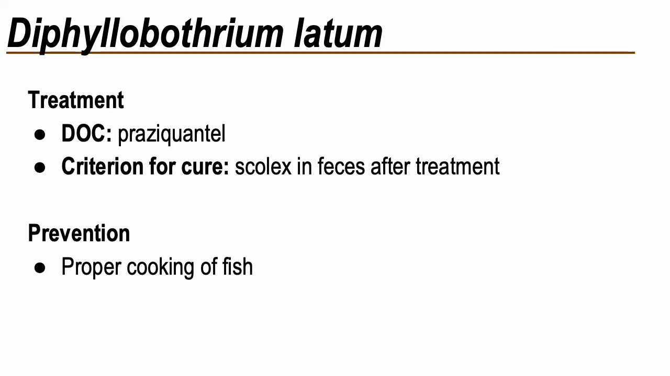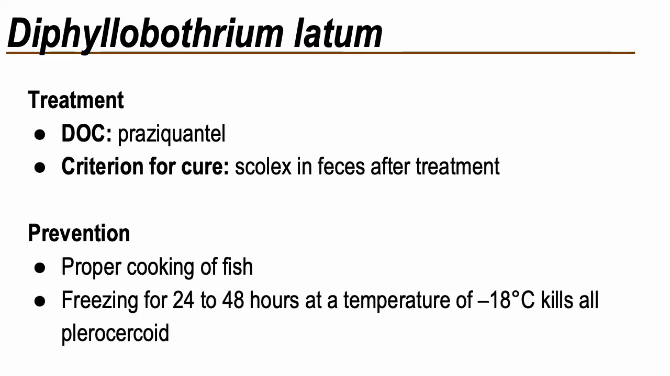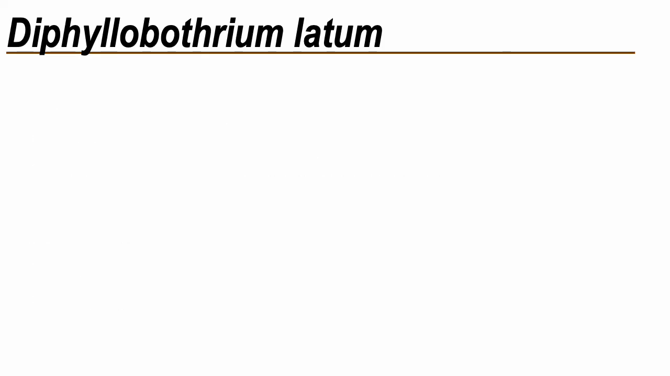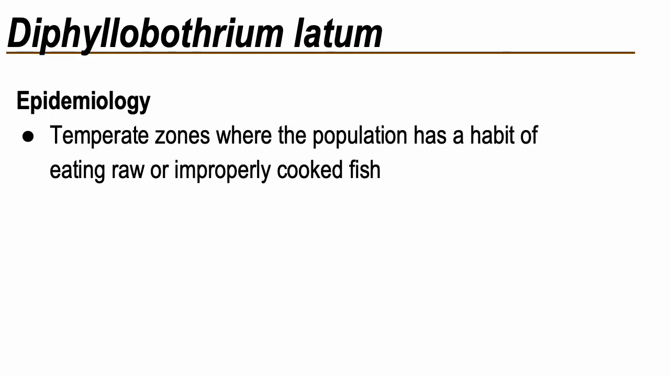For the prevention, proper cooking of fish should be followed, and freezing for 24 to 48 hours at a temperature of negative 18 degrees Celsius. So the preference for eating raw fish and the lack of sanitary toilet facilities contribute to the transmission of the latum parasite. Although other mammals such as dogs, cats, and bears exist as reservoir hosts or extra definitive hosts, man is the most responsible for the propagation of the infection in endemic areas.